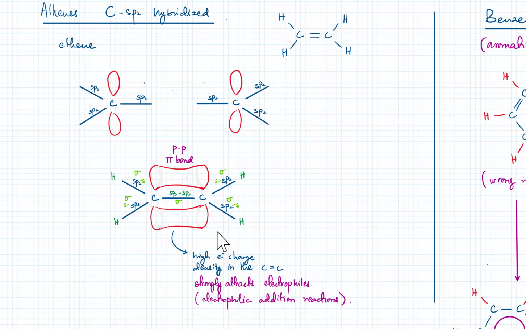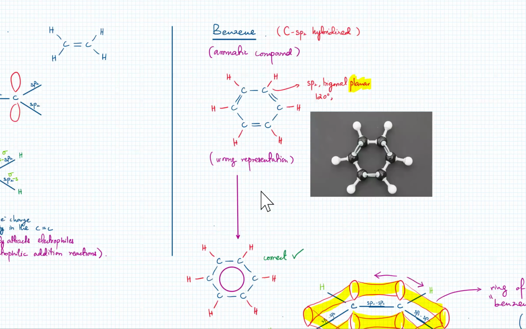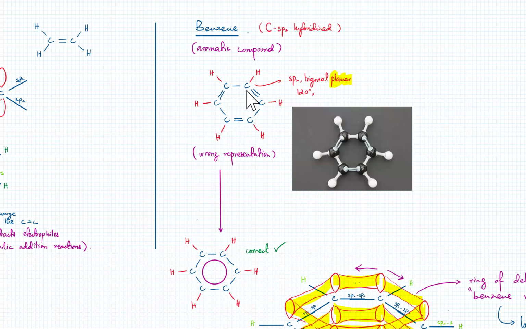And the thing I told you was that the electron density in the pi bond was very high because it was a very concentrated charge density. So there was very strong attraction for electrophiles. And then you had benzene. In benzene, you had three alternating double bonds. And this was not the correct representation.